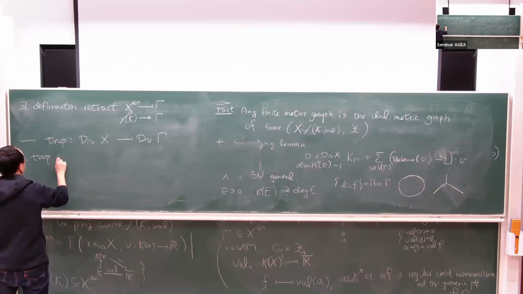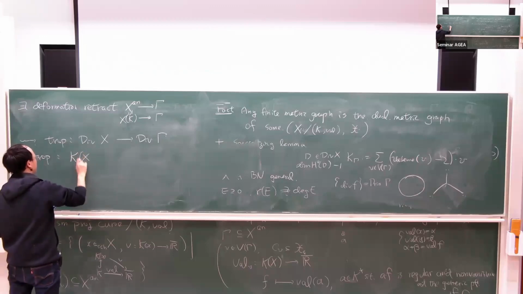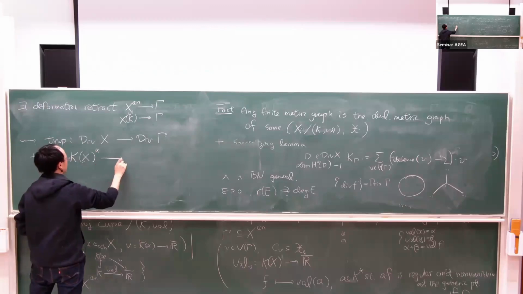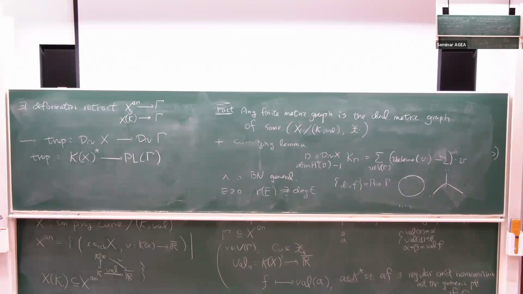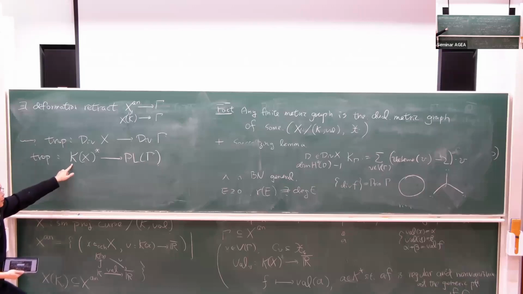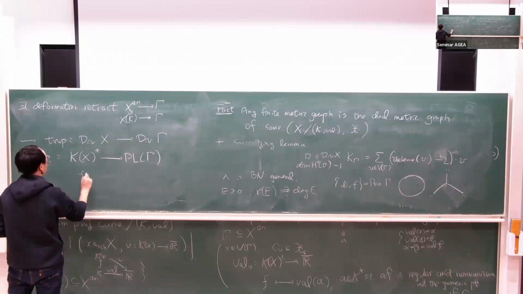But the point, what is important for the next 20 minutes of the talk, is another tropicalization map, which is from the non-zero rational functions to the piecewise linear functions on gamma. So if you have this tropicalization map, then you can talk about the tropicalization of any tropical linear series, because an algebraic linear series is just a linear subspace of this group. So this is defined in the following way.